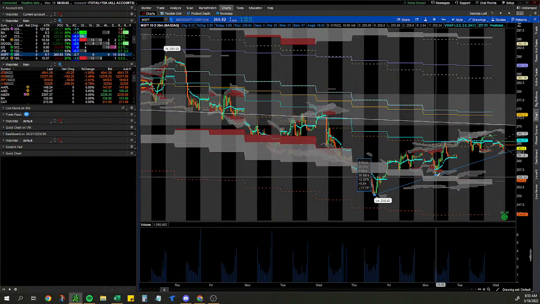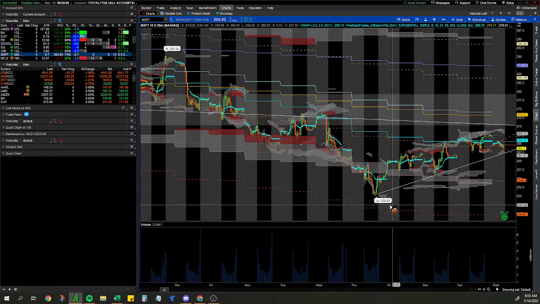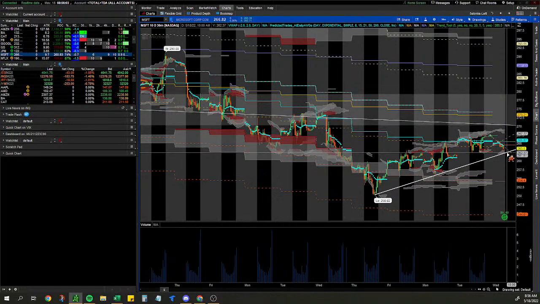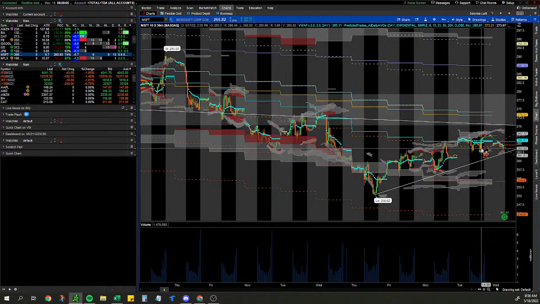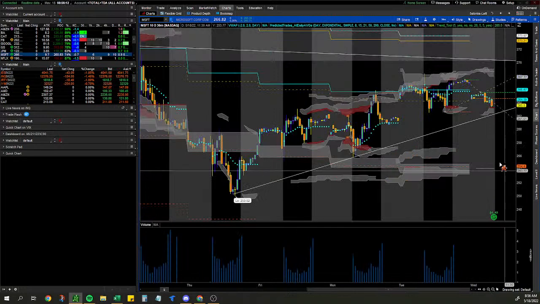Just at first glance, all I see are trend lines. So, Microsoft, trend line from the lows, approaching it. Didn't even test it yesterday, whereas we saw ES test it. So Microsoft is going to be very key as well.